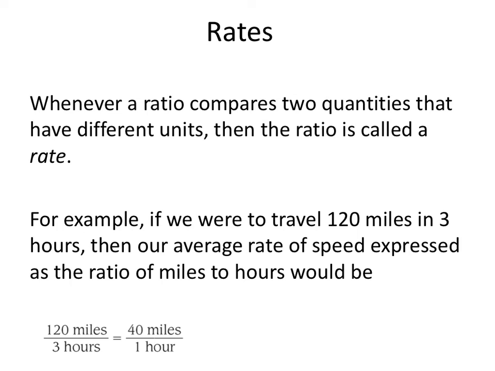For example, if we were to travel 120 miles in 3 hours, then we'd be going extraordinarily slow, which may be the purpose, if you're in a car anyways. If you're running, that's really fast. Then our average rate of speed is expressed as the ratio of miles to hours, right? And just so we understand, this is given as a ratio, just without the numbers, I'm going to write it as a fraction, miles to hours, right?